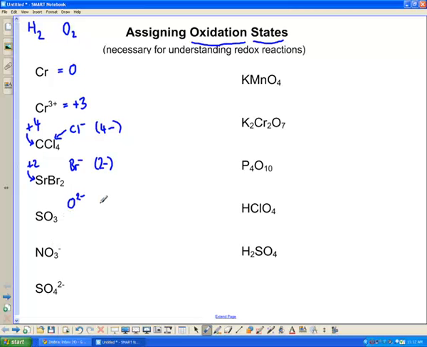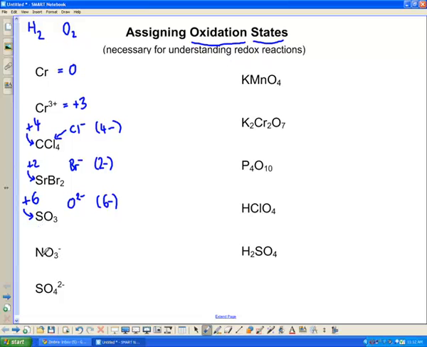So if there are 3 oxygens, then the total charge for those 3 oxygens must be 6-. And if I have 1 sulfur, the overall charge is 0, and I have 6- from the 3 oxygens, then that must make the total plus charge on the sulfur +6.